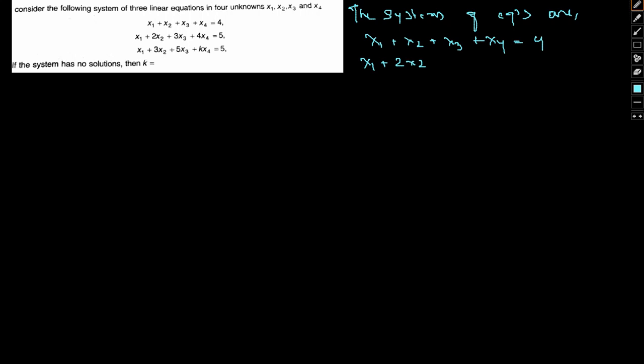So the system of equations are x1 plus x2 plus x3 plus x4 equal to 4, x1 plus 2x2 plus 3x3 plus 4x4 equal to 5, and finally x1 plus 3x2 plus 5x3 plus kx4 equal to 5. Okay, so now what we can do is that we can basically show this in the form of an augmented matrix.